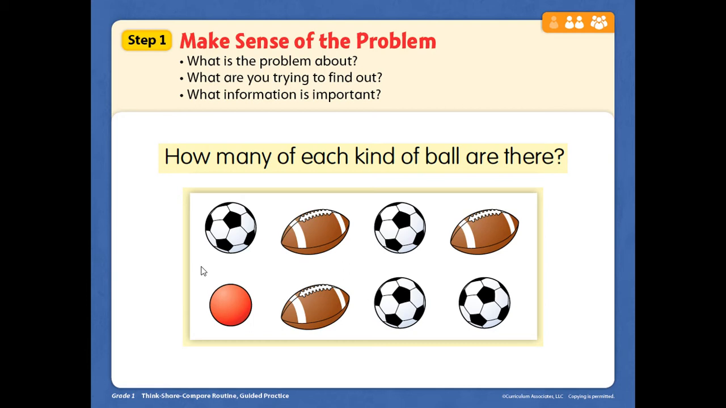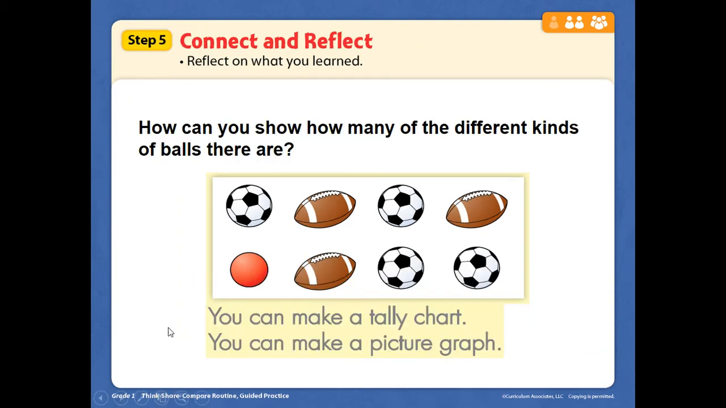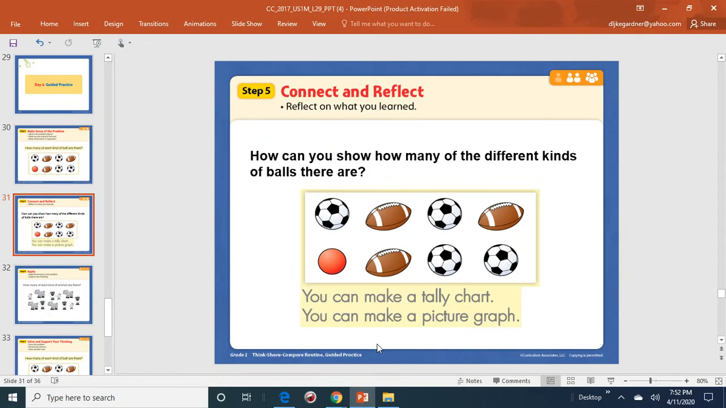I want you to think for another moment, what were a couple of the ways we have displayed the data? There were three ways we've learned so far. One was the tally marks. The second was using numbers, and the third was using pictures. So, how can you show how many of the different kinds of balls there are? Today, we're going to make a tally chart and a picture graph.